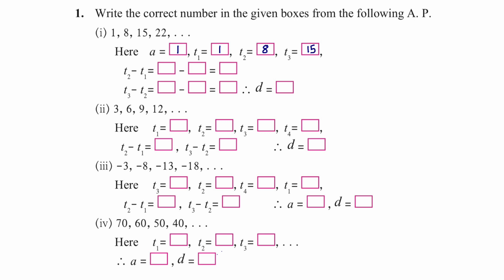Now we have to find the difference between the first and the second term. Okay, तो difference find करने के लिए first term को second term में से subtract करेंगे. We will subtract the first term from the second term. So the second term is 8 and the first term is 1. 8 minus 1 is 7. Similarly, to find the difference between the second and the third term, we will subtract the second term from the third term. Okay, second term को third term में से subtract करेंगे. So the third term over here is 15 and the second term is 8. 15 minus 8 is 7. So the common difference that we got over here is 7.